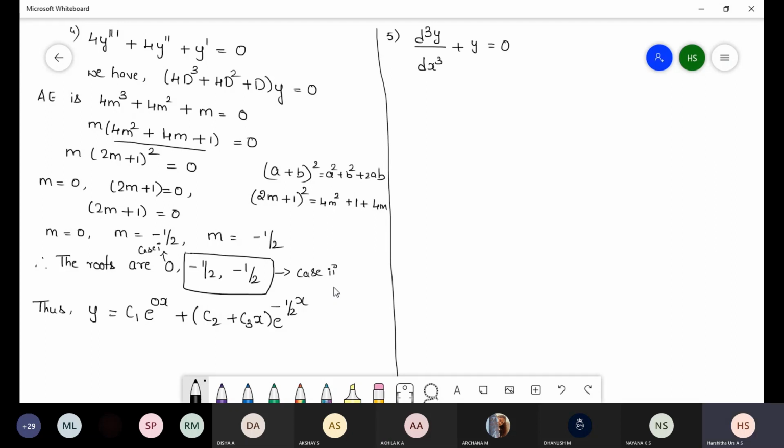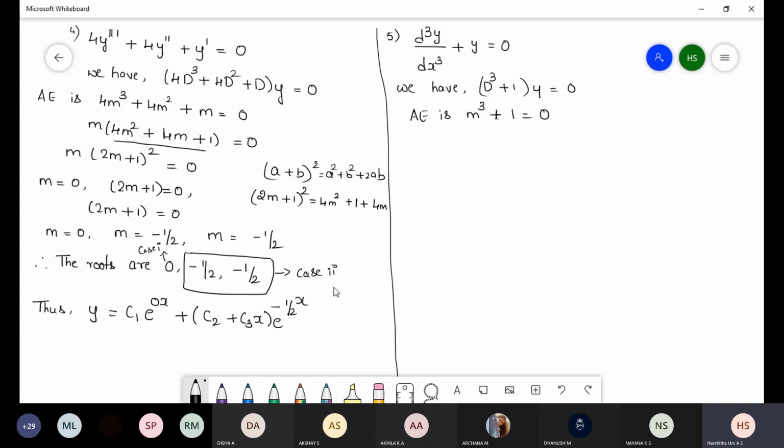D cube y divided by dx cube plus y is equal to 0. Here what we have to do, again in terms of differential operator means D cube plus 1 whole into y is equal to 0. So write the auxiliary equation in terms of m. So m cube plus 1 is equal to 0. While writing the auxiliary equation, don't write y. Just wherever D is there, we have to substitute m. That's it. Don't write y.